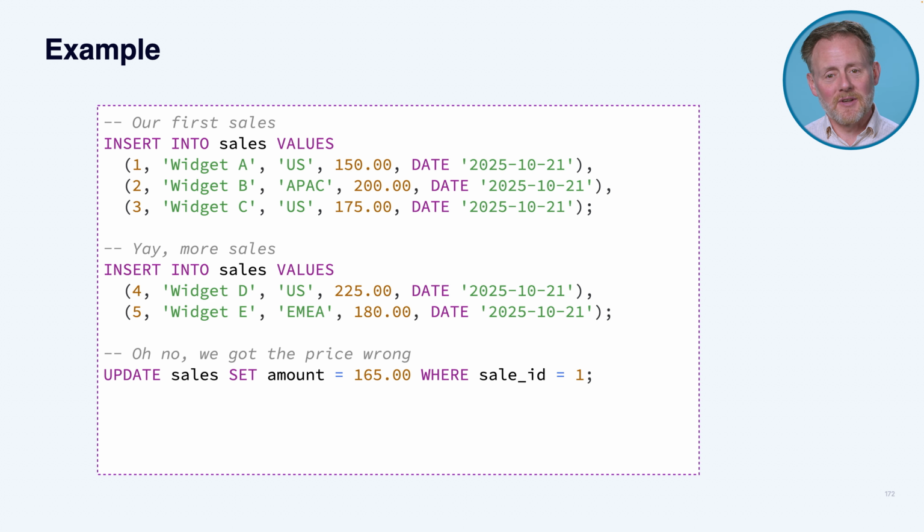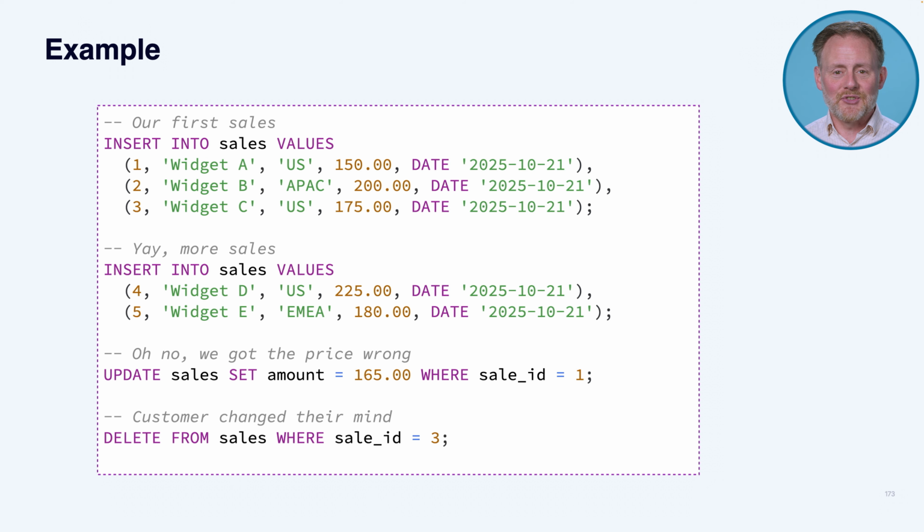Oops, the first sale has the wrong amount. It should have been 165, not 150. Time for an update. And sale ID 3, well, the customer changed their mind and asked for a refund. So we're just gonna delete that one. That's how we represent that refund. Okay, fine. It's not exactly a high volume business yet, but everybody starts somewhere.